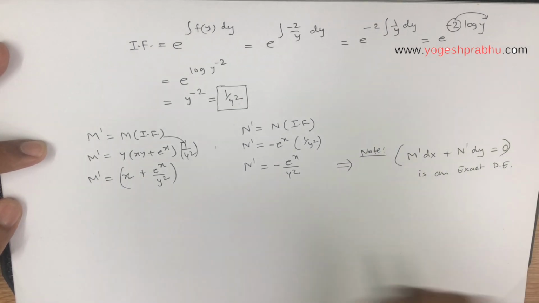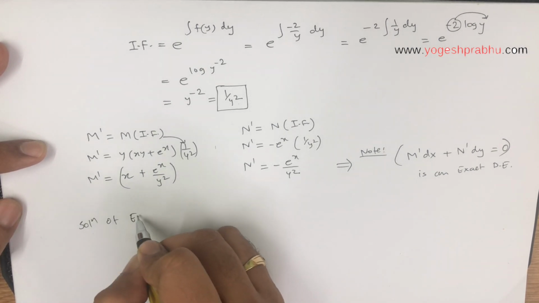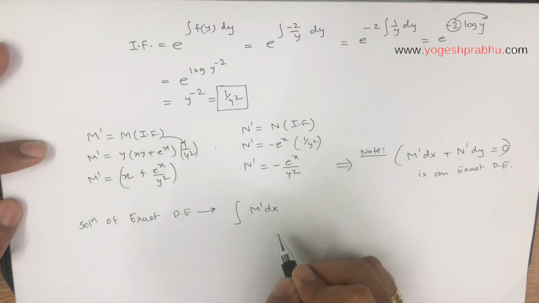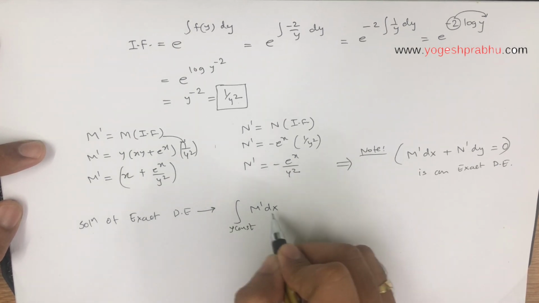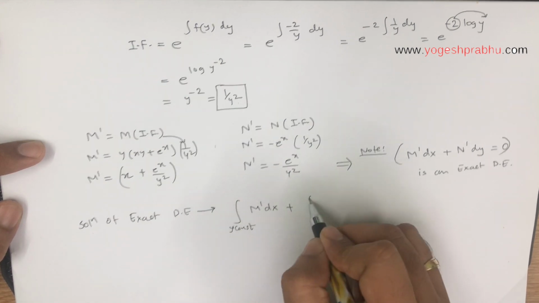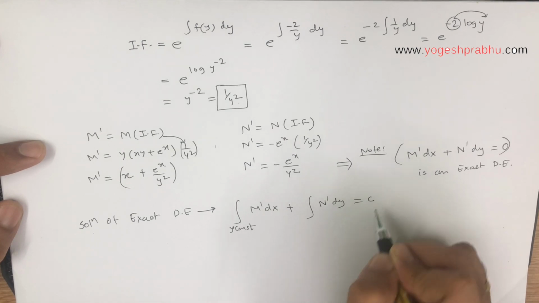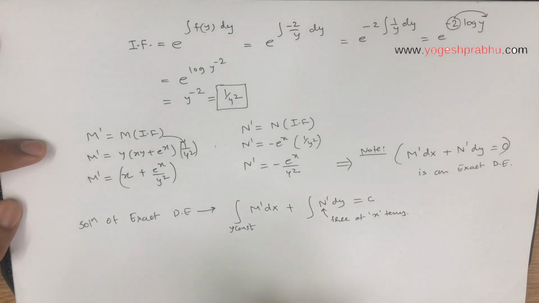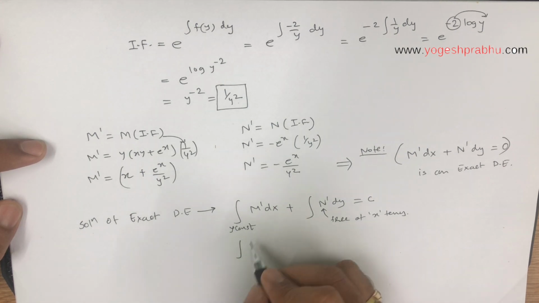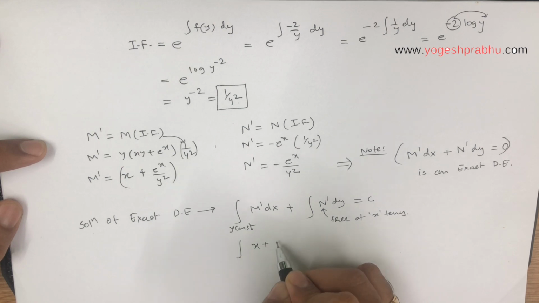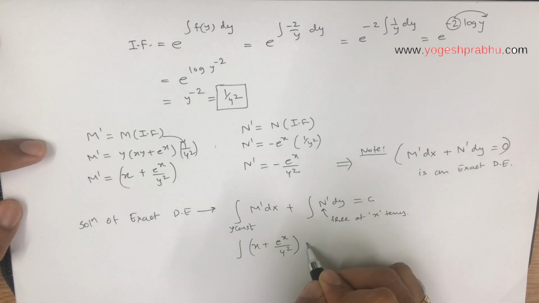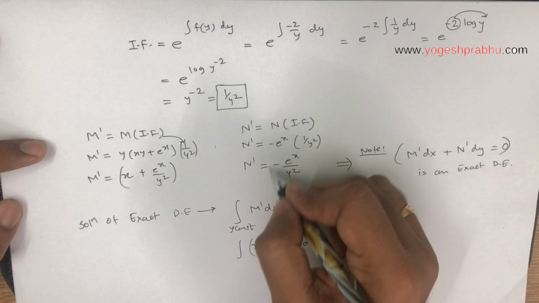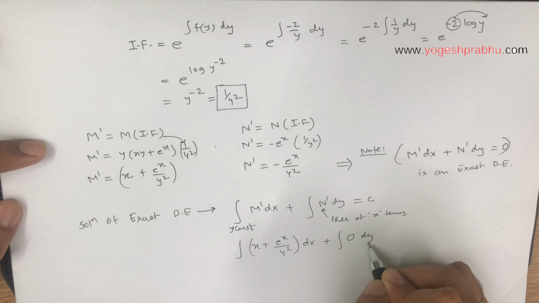Once we confirm that this is an exact differential equation, we can write down the solution: the integration of M dash dx, where you will keep y constant, plus the integration of N dash dy is equal to a constant c, and here your N dash should be free of x terms. That's how we write down the solution of the differential equation. So let us do this. For the integration of M dash, we already have M dash, so I'm going to write down (x + e to the x divided by y square) dx, plus the integration of N dash. Now you want N dash to be free of x, but this N dash has an x term, so we will not take that, and we'll simply write 0 dy is equal to c.